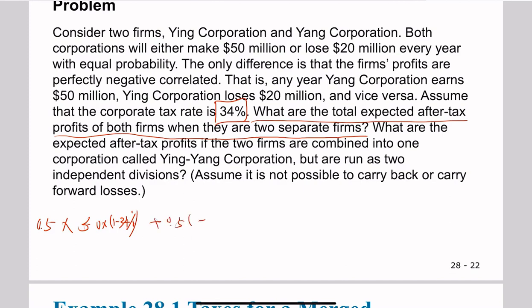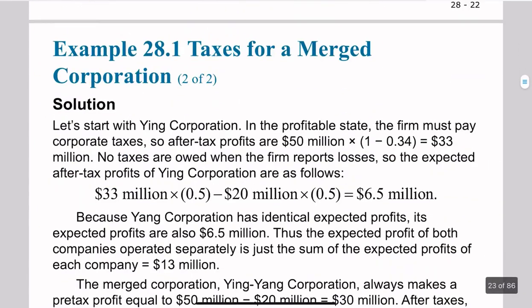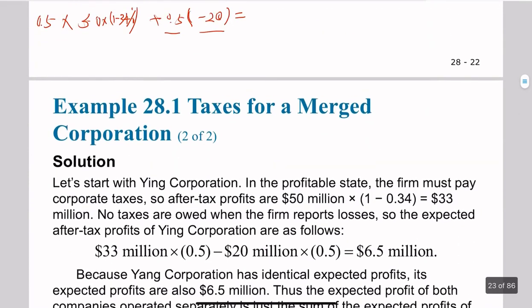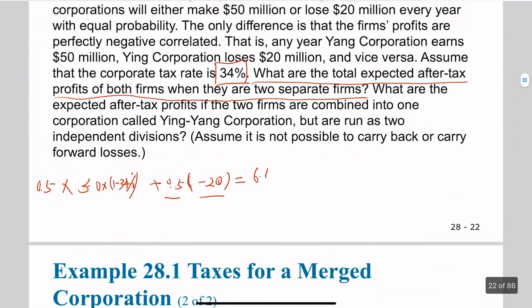However, if the firm has a loss of $20 million, then there will be no corporate taxes, right? So it's directly, so now we just get 0.5 times minus 20. This will give us $6.5 million.